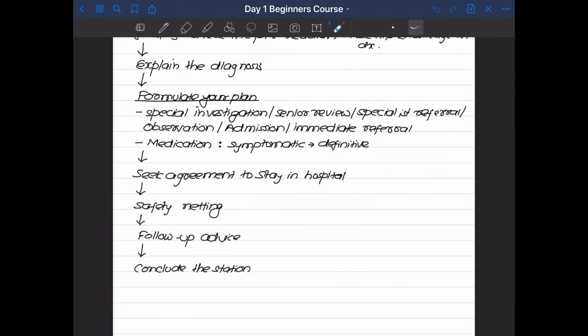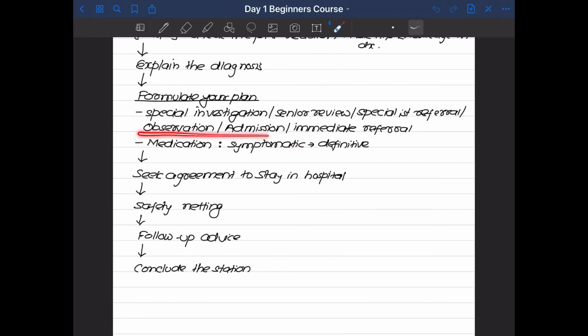Okay, now that you have explained the diagnosis, you have to formulate a plan. Now the plan can be different things. For example, if the diagnosis has not been confirmed, then you will say, I'd also like to run some special tests after discussing with my senior, or I will make a senior review, or I'll refer you to the specialist where they will perform some special investigations to confirm the diagnosis. Then, according to the situation, you might need to observe this patient for a while, or keep this patient in the hospital, or send this patient somewhere else.